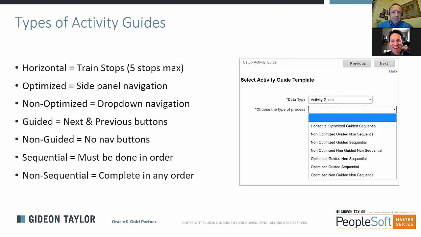The horizontal means you've got train stops going across the top. We'll show you what that looks like. Optimized is side panel, not optimized is drop down. Guided means you have buttons, non-guided means you don't. Sequential means you have to do it in order, non-sequential means that you don't. So that's to help make sense of what we're talking about here. I think the best approach is optimized, and you probably do want buttons in most situations.